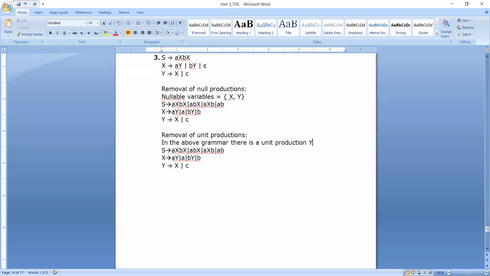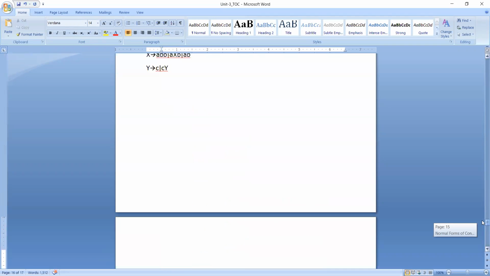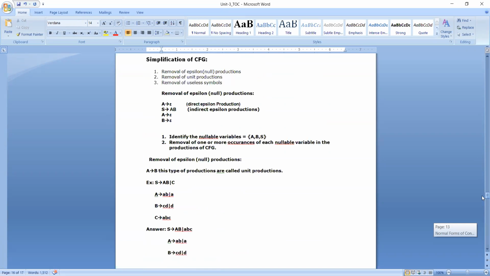What is that unit production? Y derives to X. Now in the place of X, what we have to do? We need to substitute or replace it with all the X productions. So like this, we are going for removal of the unit productions available inside the given grammar. Understand? So these are the first two steps as part of our simplification process.